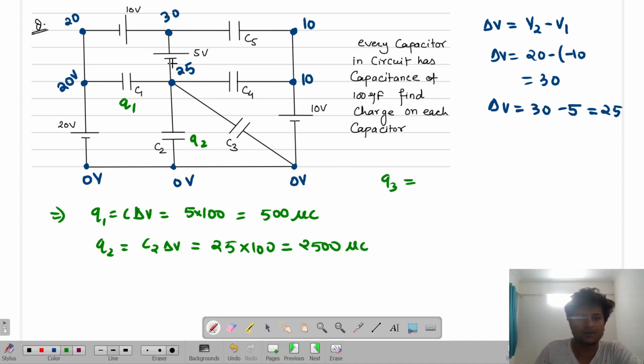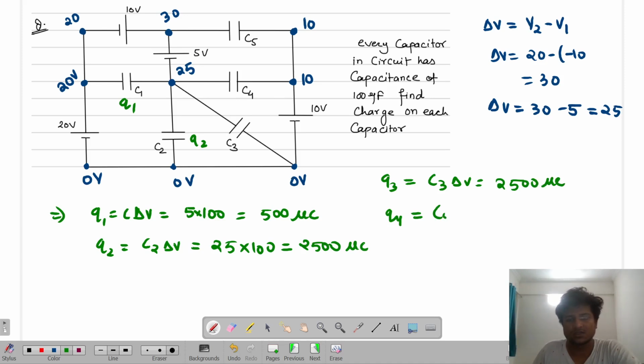Q3 is on C3. Once again 25 into 100. So C3 into delta V, which is 2500 microcoulombs once again. On Q4, it is C4 into delta V. C4 is 100 and delta V is 25 minus 10, which is 15. So once again 1500 microcoulombs. Are you able to get me? Is that clear?